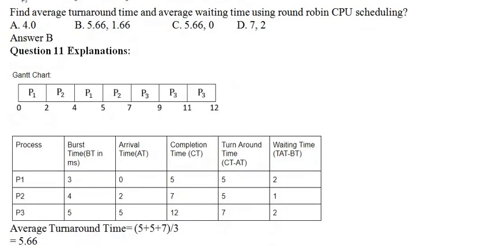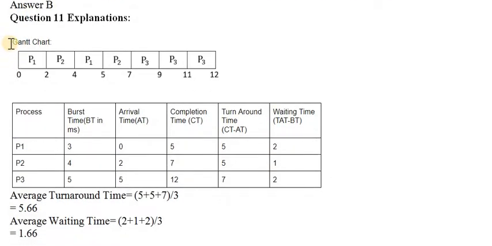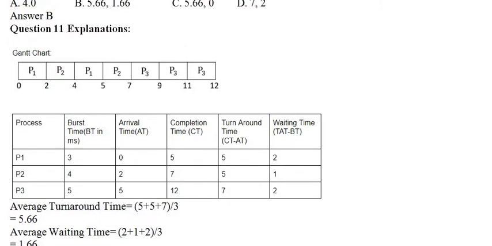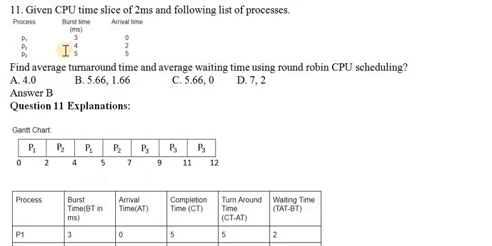Now how it will be completed will be represented with a Gantt chart. P1 arrives at 0, so we start our process at 0. Now P1 will run for 2 milliseconds, and we again keep P1 in the queue. Then P2 comes and runs for 2 more milliseconds, and we again keep it in the queue. Now you want to note the following information.